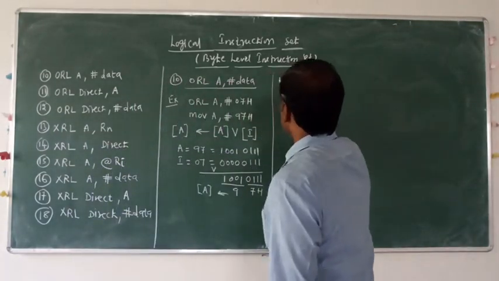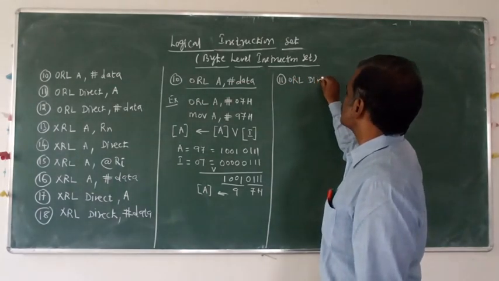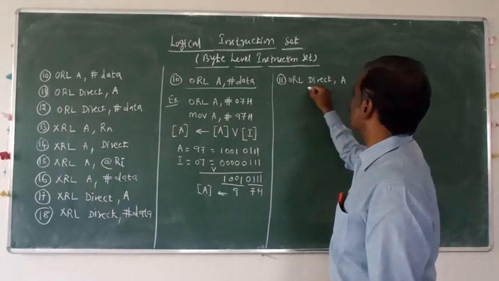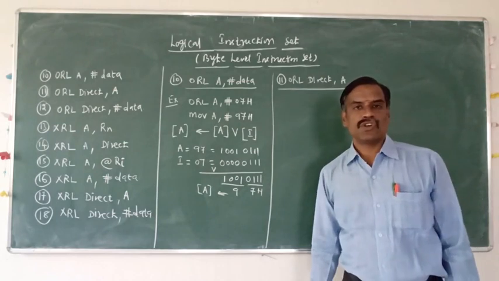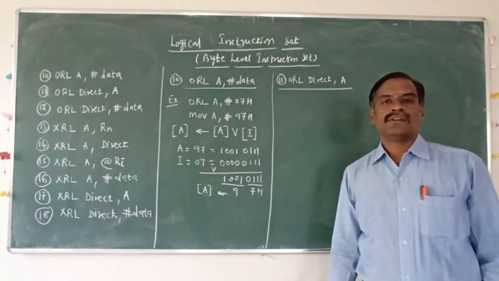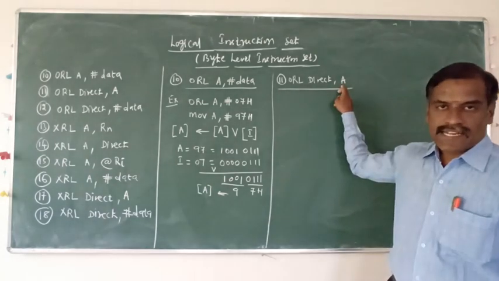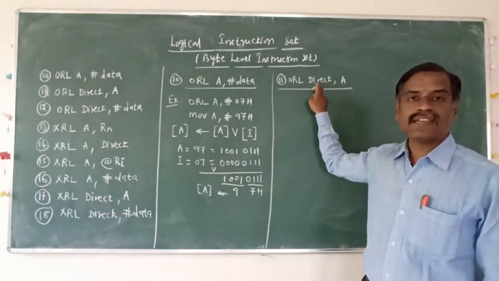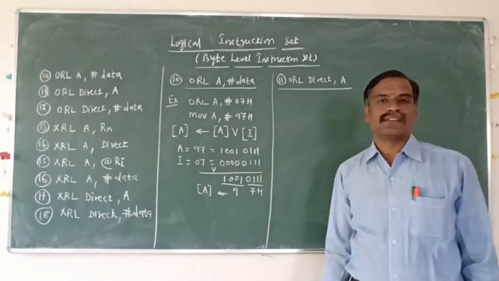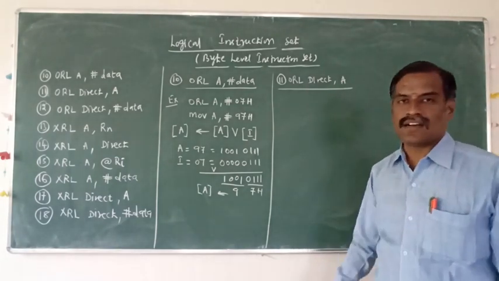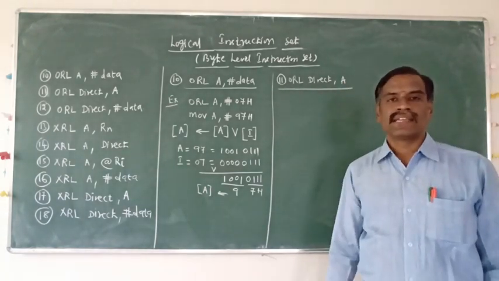Next one, 11th instruction, ORL direct comma A. This is also logical OR: one data is in the A register, and the second data will be the direct memory address location data. Here the address is 8-bit. The 8-bit memory address location data is logically ORed with the accumulator and the result moves to the accumulator itself.